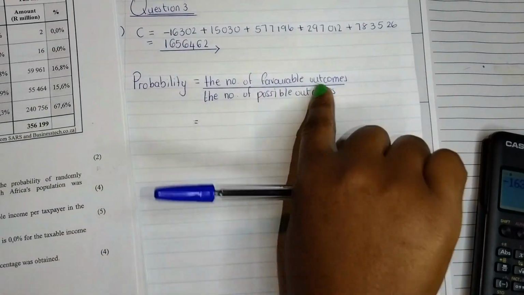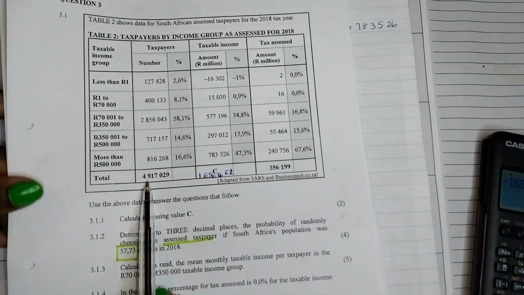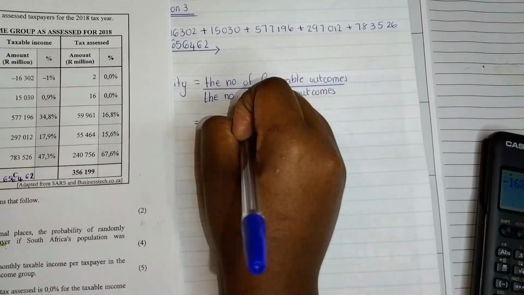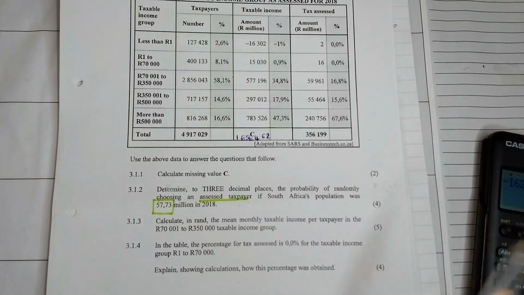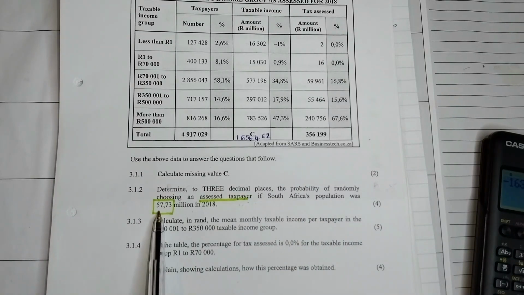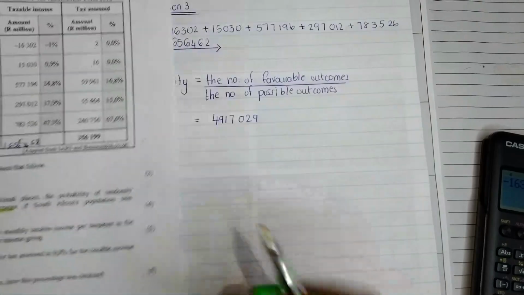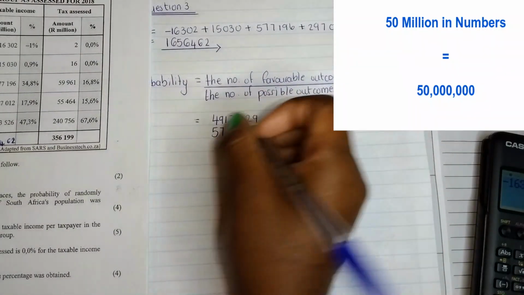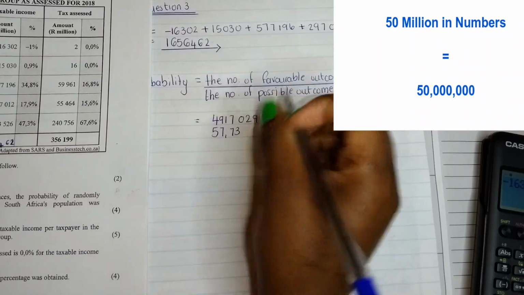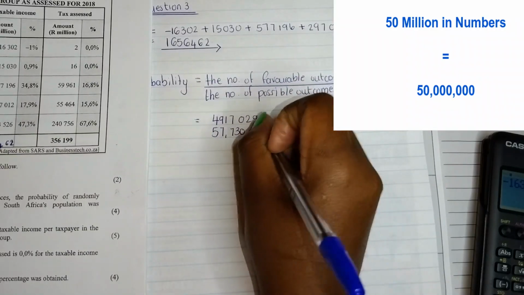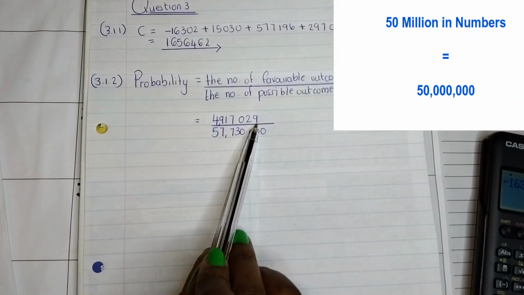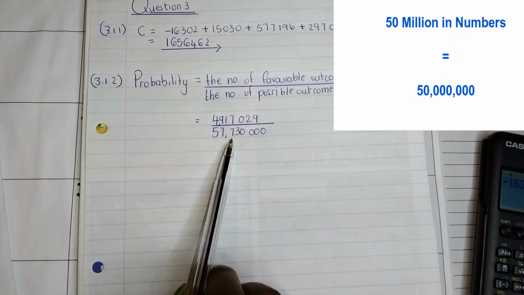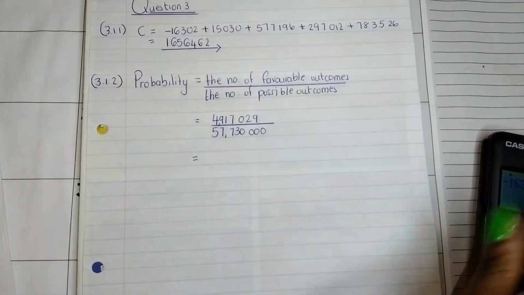Okay, so the number of favorable outcomes is that 4.9 million that we have here. And what is the number of possible outcomes, or the total outcome? That is the South African population, which is 57.73 million. So 57.73 million, 0, 1, 2, 3. This is 4,917,029 rand. This is 57,730,000. Okay, so what is the probability?